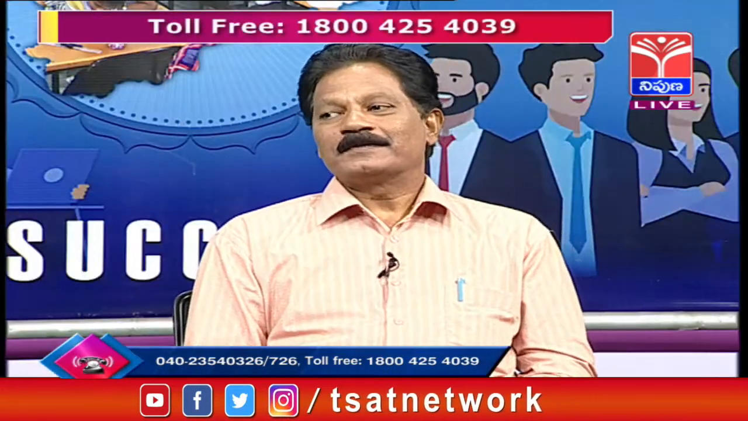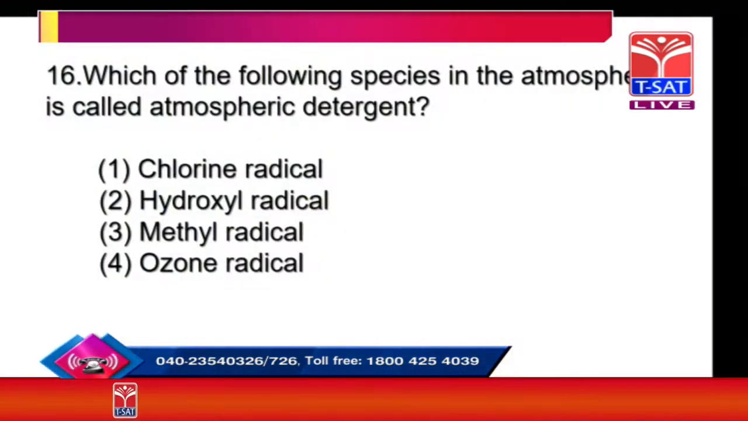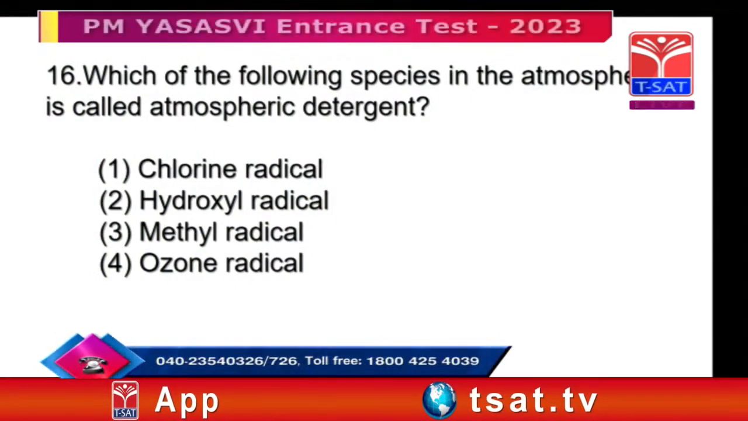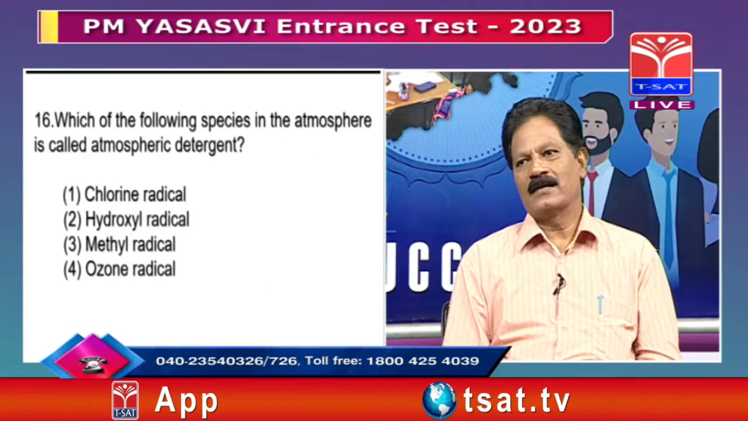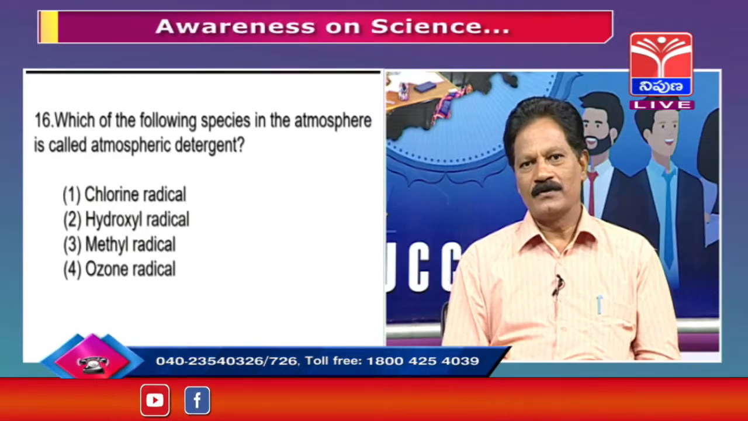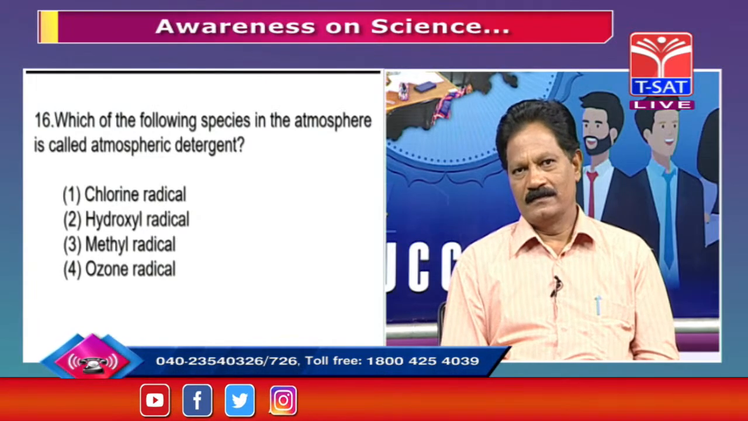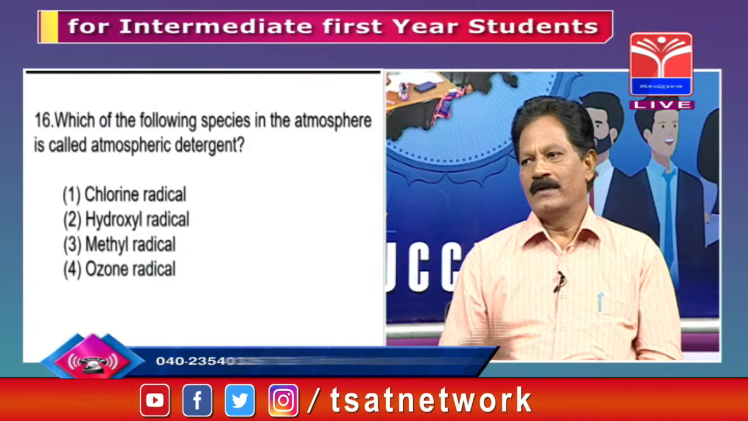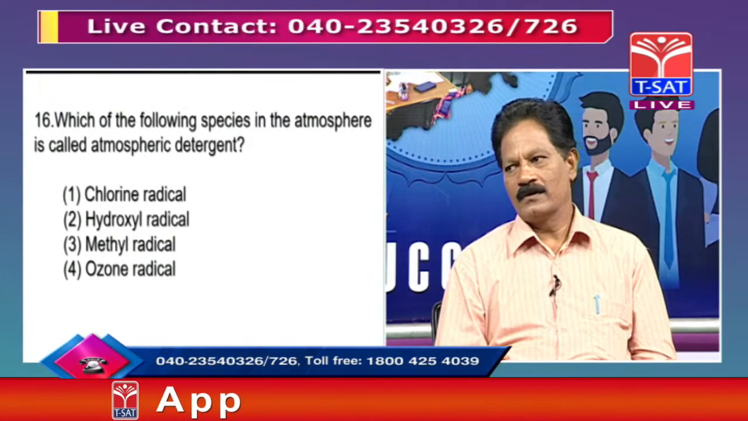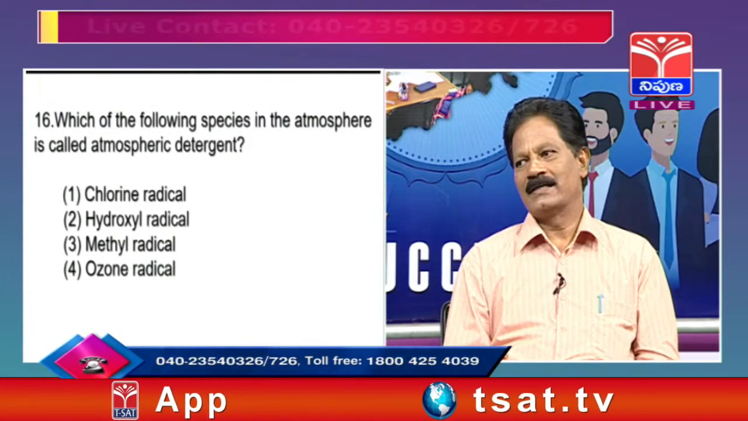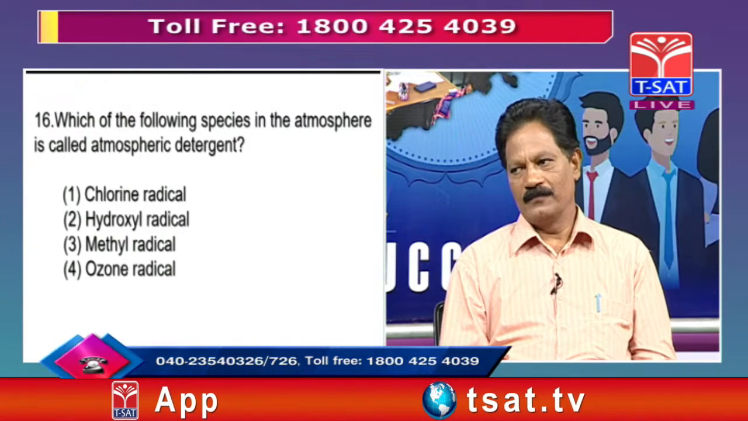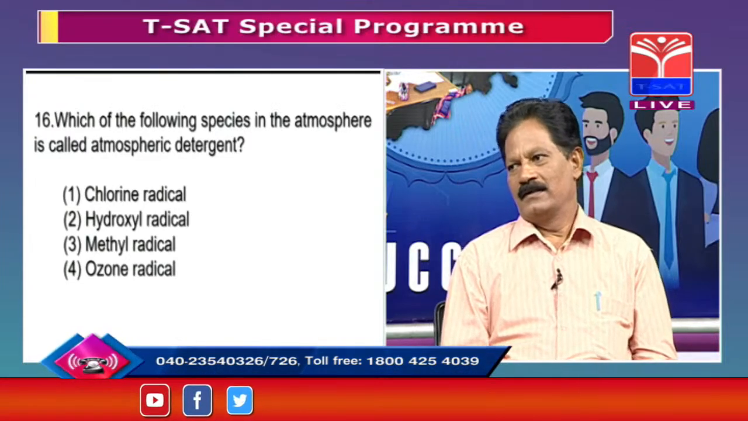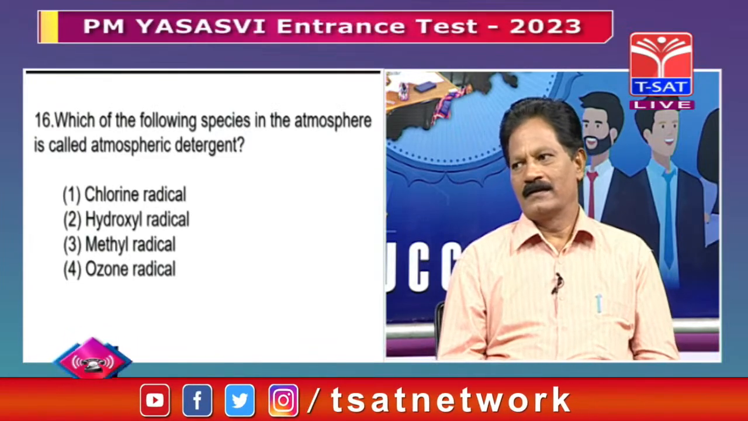Atmospheric pollution is majorly caused by air pollutants. Air pollutants are carbon monoxide, nitrogen compounds, nitrogen oxides. These are the major air pollutants. Look at the options: chlorine radical, hydroxyl radical, methyl radical, ozone radical. Among these 4, hydroxyl radical is very active. It can eliminate carbon monoxide and nitrogen oxides.